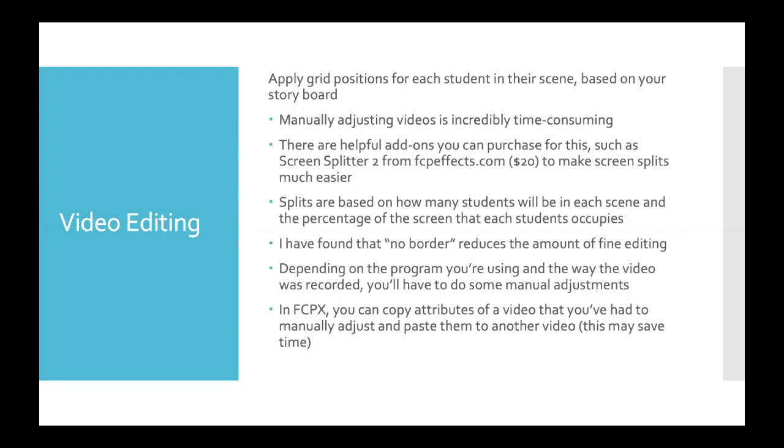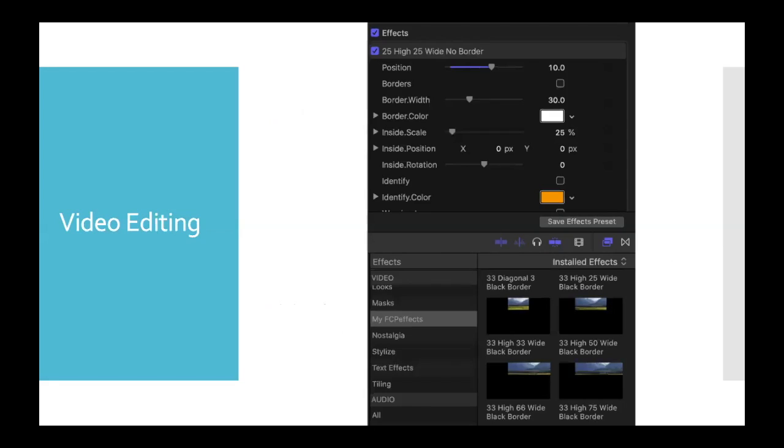Even with the screen splitter effect, I would say there were probably 10% of my students that I had to do manual adjustments on. I don't know if there's a good way to avoid that, because someone's always going to not quite follow your instructions because they're humans, they're kids. But it was a much smaller amount. On ones that I did do manual adjustments for, I found ways that I can copy the attributes so that way I don't have to make those adjustments the same way every single time. And I'll show you that in a second.